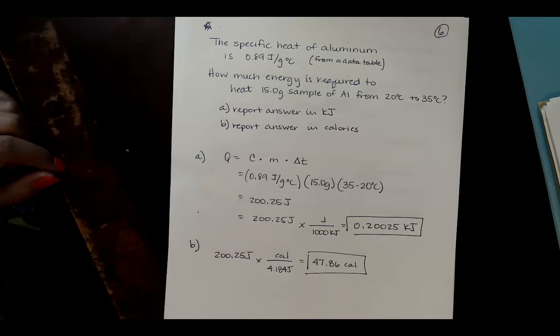Miss Weir, I have a question. Yes, go ahead. Whenever it's going from 20 degrees Celsius to 35, do we flip that on the equation? Like on top it went 20 to 35, and on the bottom it's 35 to 20. Yeah, because it's the temperature change. Oh, okay. Because temperature change is the final temperature minus the initial temperature. That's why.